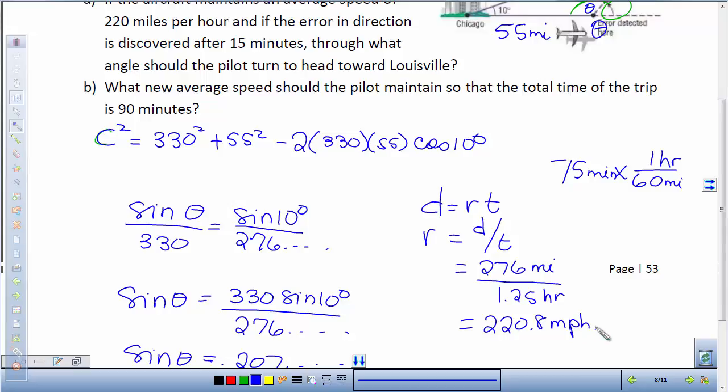which is not bad. It's almost that far to Atlanta. It only takes you about 45 minutes. So, okay. Questions about that? Okay, very good.